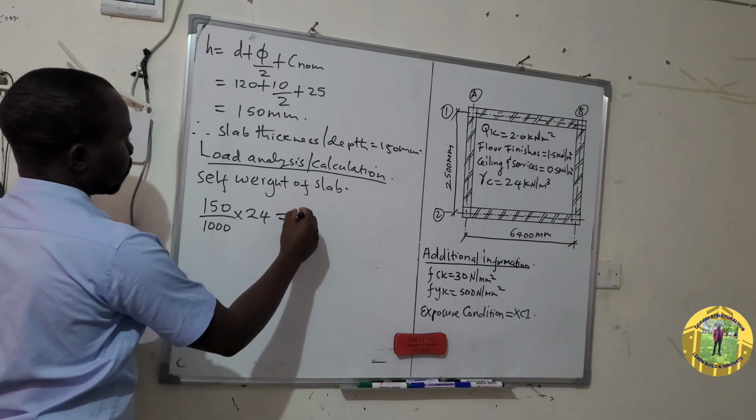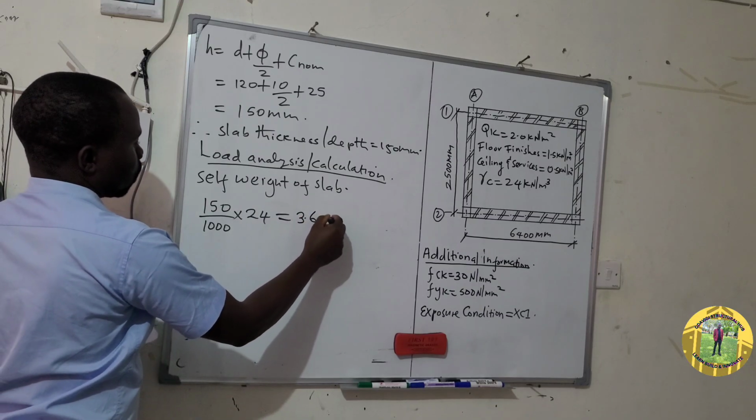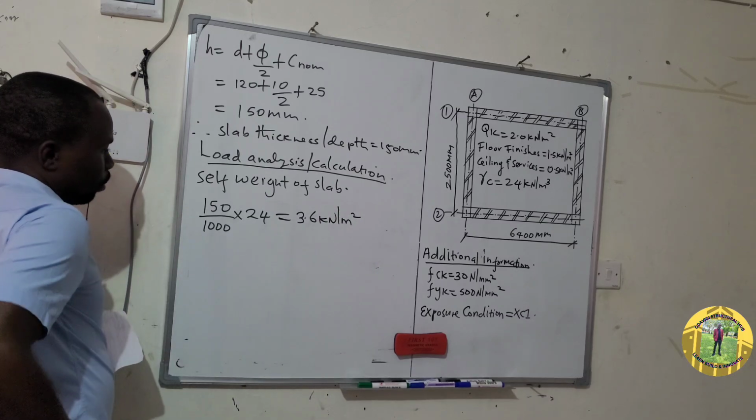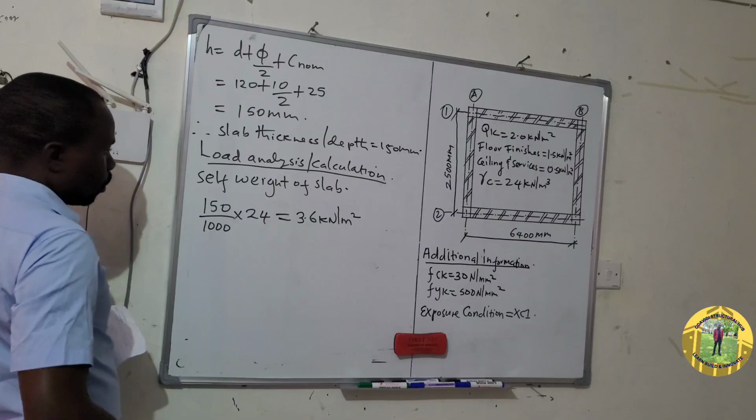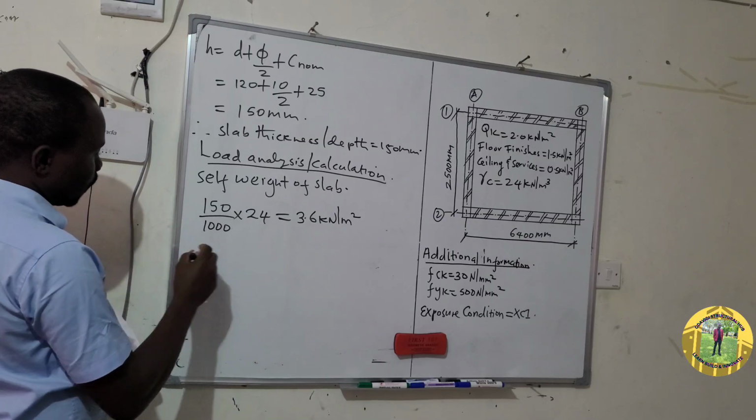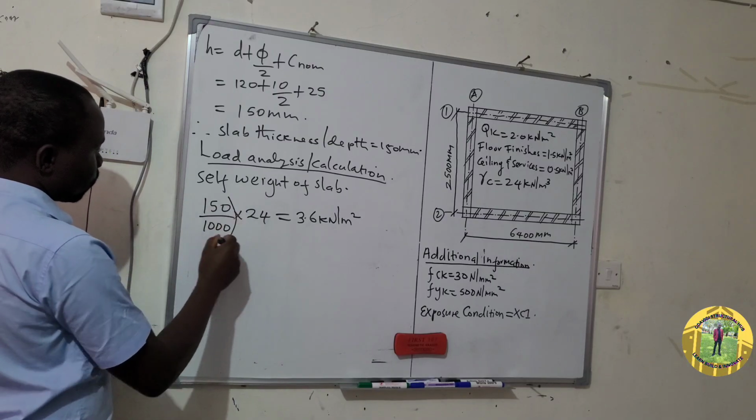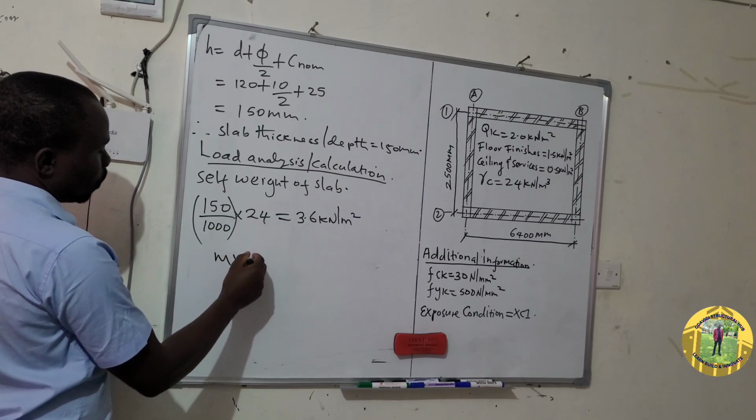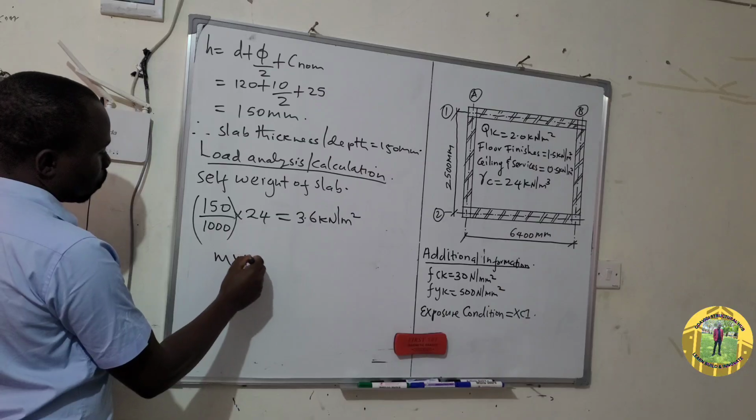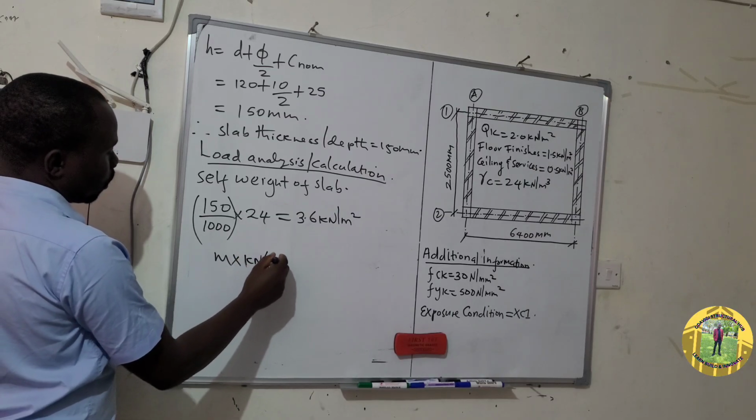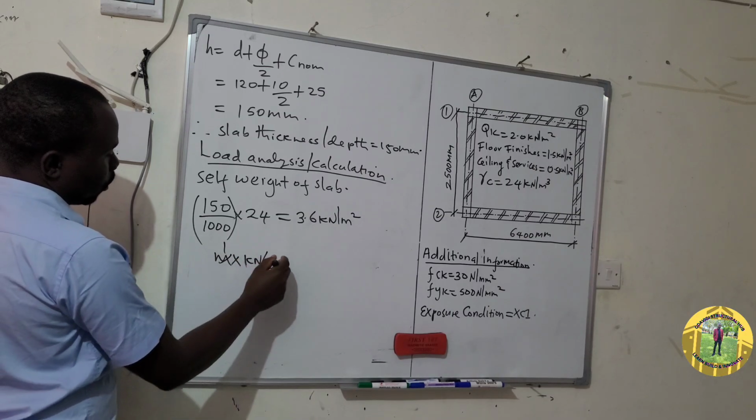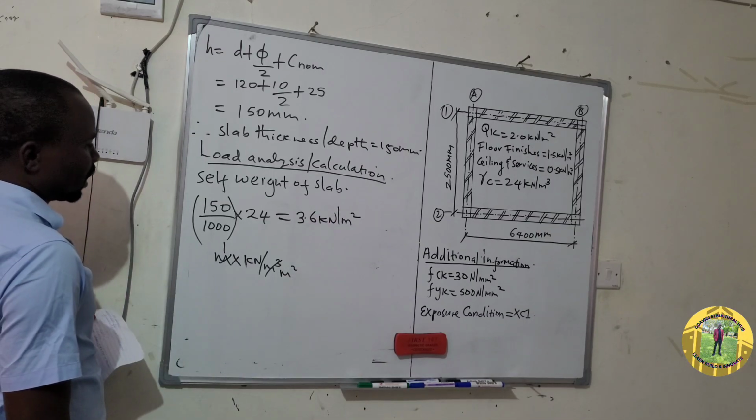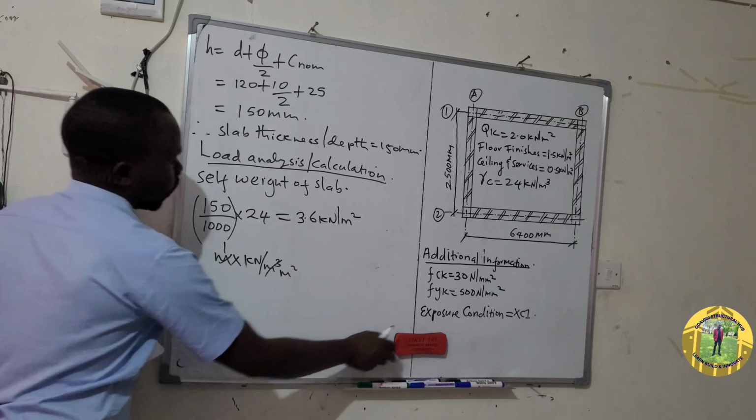So this is 3.6 kilonewton per meter square. So remember this. Know how to work with units, because this one is in meter and this one is in kilonewton per meter cubic. So meter here 1, meter here, meter square. So the answer will be 3.6 kilonewton per meter square.